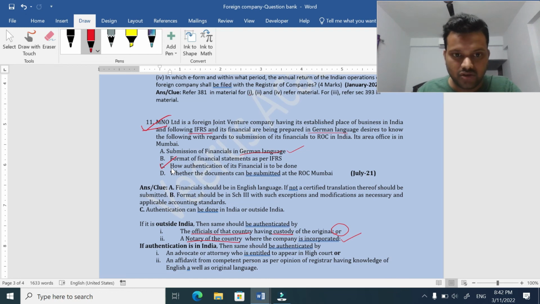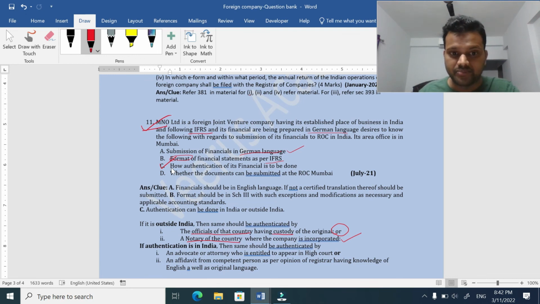Next question. Format of financial statement as per IFRS. See, IFRS is an accounting standard they have to follow while preparing the financial statements. And when we are talking about the format, it is Schedule 3. They have to follow Schedule 3 and prepare the financials as per the applicable accounting standards. That is the answer. And third one, authentication of its financials is to be done. Authentication in India, by whom? Outside India, by whom? We have already discussed, so I am not repeating that.